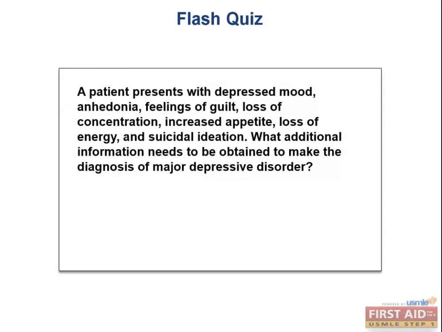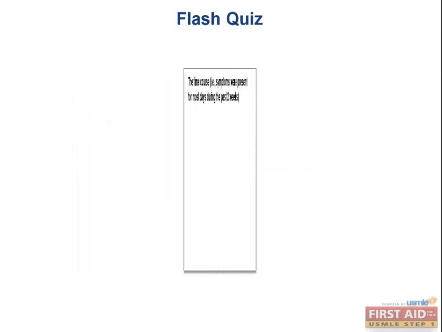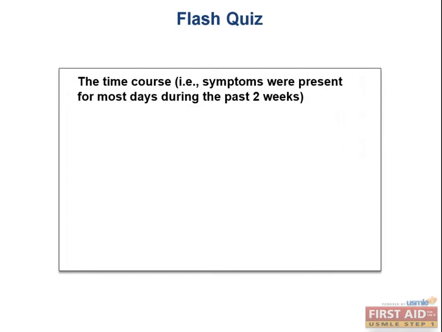Flash quiz. A patient presents with depressed mood, anhedonia, feelings of guilt, loss of concentration, increased appetite, loss of energy, and suicidal ideation. What additional information needs to be obtained to make the diagnosis of major depressive disorder? The time course, of course. Get it? So the symptoms, remember, in MDD have to be present for at least 2 weeks. So you want to ask the patient, have these symptoms been present for most days during the past 2 weeks?